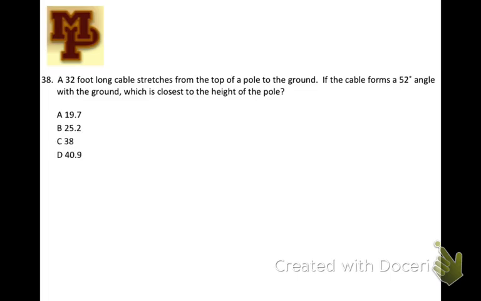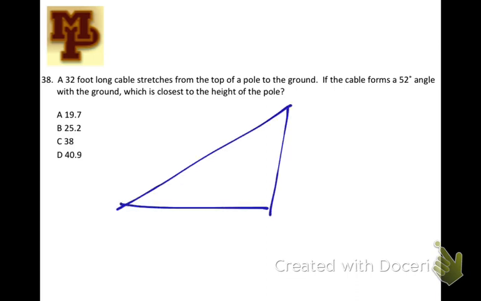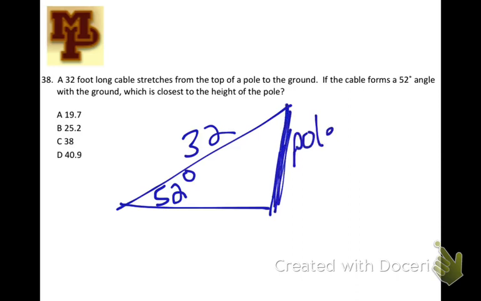Okay, so draw a picture. So what do we got? A 32-foot long cable. It forms 52 degrees with the ground. And it's going up a pole. This is the pole. We want to figure out the height of the pole. So let's say we want this to be x.